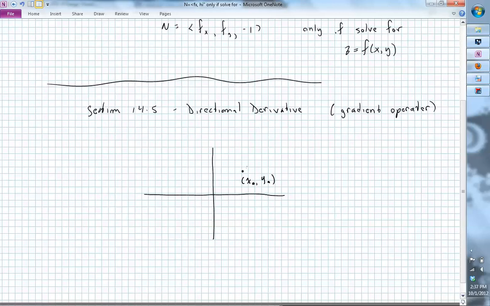And right, there are a lot of different directions I could go. And what we're trying to understand is the slope of the surface in different directions.